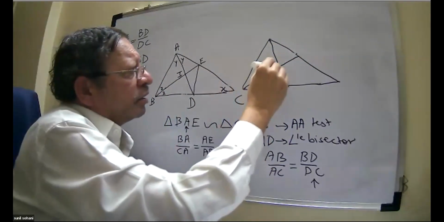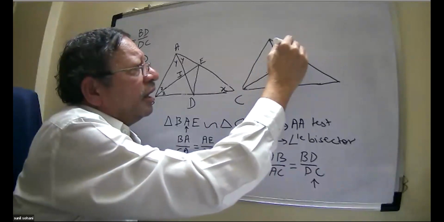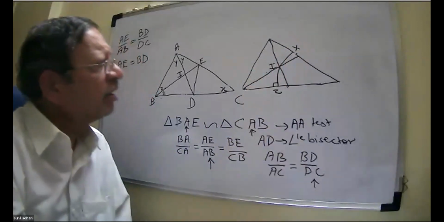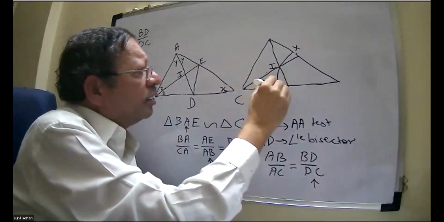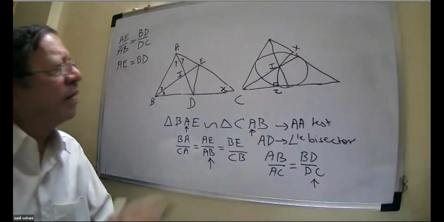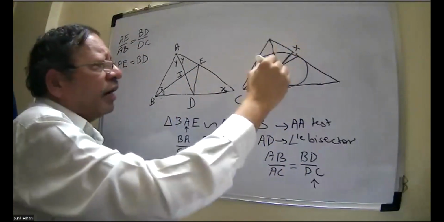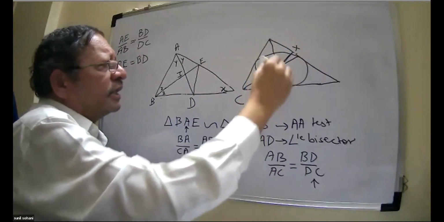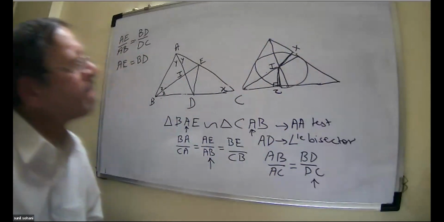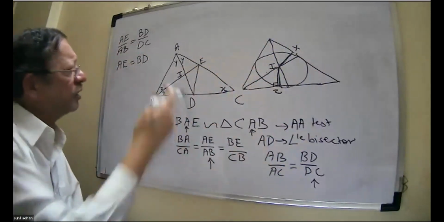Same thing will happen here: X. So IX and IZ are the radii for drawing the incircle. Now I am going to use this. Basically from I, you drop a 90 degrees here and you drop a 90 degrees here. The heights are equal. That is the concept I am going to use. And also you can drop here on the third side, but the third side is not required in the question.